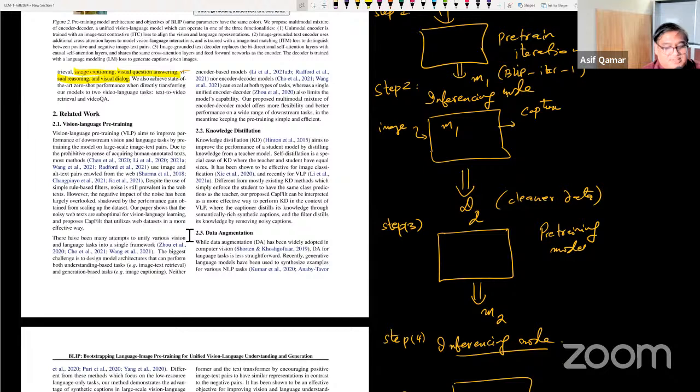We also achieve state-of-the-art zero-shot performance when directly transferring our models to two video tasks: text to video retrieval and video captioning. This statement, by the way, is really important. This zero-shot performance is very important, because they never train the model on videos. Nevertheless, it starts working on videos. Imagine that the only training data were images and captions, and yet it works on videos.